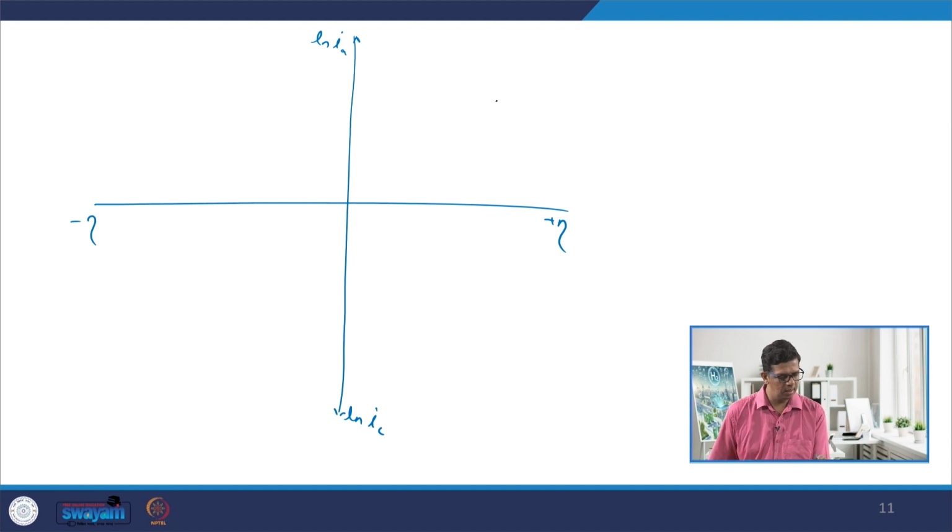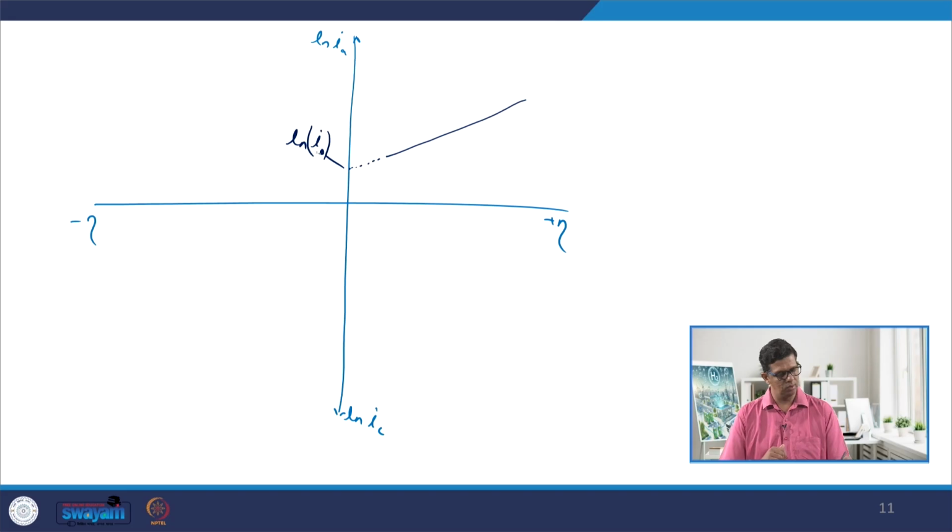As you can see, when eta is fairly large, it appears to be in the form of a straight line, till a certain point. And if we extend this line on the vertical axis, the axis that crosses the anodic or cathodic current, this is the point where eta is 0. In other words, the external current flowing in the circuit is 0. So, this corresponds to ln I naught.